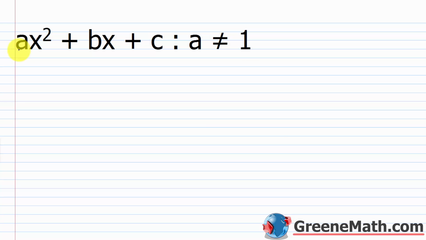So in order to use the AC method, sometimes people refer to it as the grouping method because you end up doing factoring by grouping. We need to understand what A, B, and C represent in a trinomial. So A is always used as the coefficient for the squared variable, so that's why you see ax squared. B is used as the coefficient for the variable raised to the first power, and then C is your constant term.